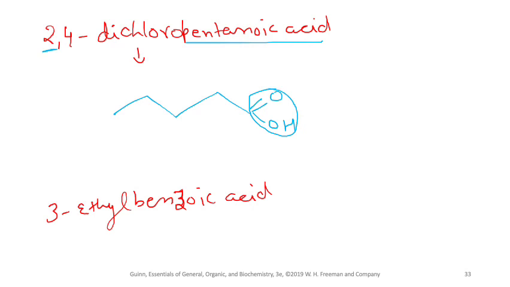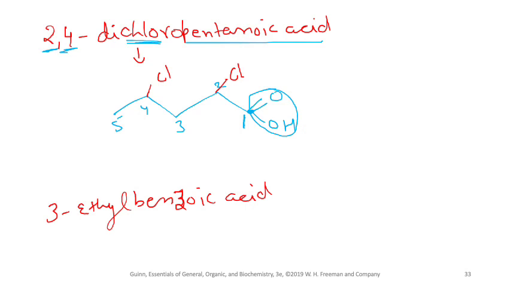Then on the 2nd carbon and on the 4th carbon of this pentanoic acid, you have 2 chlorine atoms. So we have to give 1 to the carbon that has the carbonyl group, 2 3 4 5, and on the 2nd carbon you have a chlorine, so I'm going to put chlorine, and on the 4th carbon you have a chlorine one more time. So this is the structure of 2,4-dichloropentanoic acid.